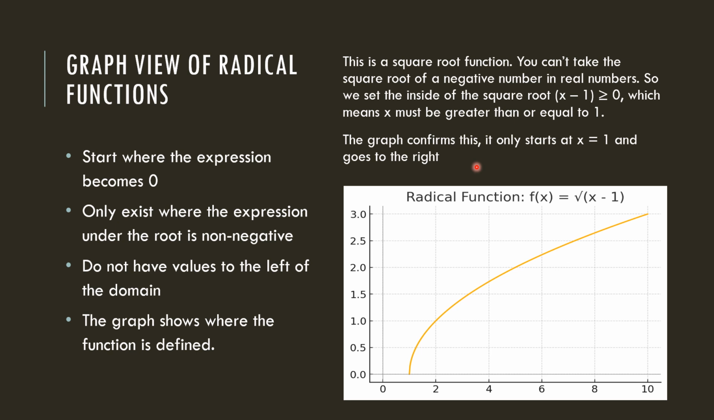So the graph confirms this. It only starts at x equal to 1 and goes to the right. So when you look at x equal to 1 at this side, you'll see the graph moving to the right in a smooth form. It means that all those numbers at this range make the function defined, and make us get an answer for the function. That's the reason why you see the graph moving at this side.